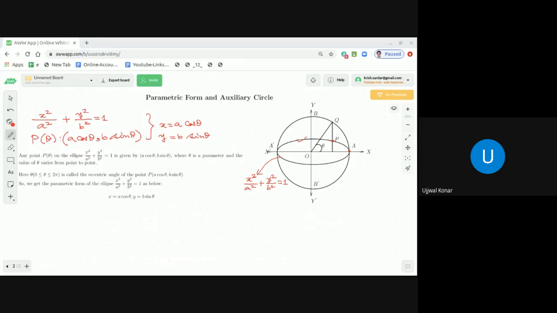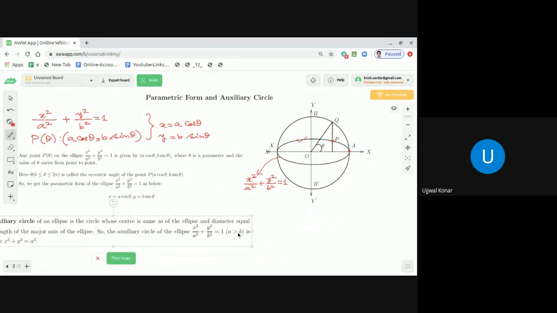If you look into this equation, x square by a square plus y square by b square equal to 1, that ellipse where a is greater than b, then the length of the major axis is 2a. So the equation of the corresponding auxiliary circle becomes x square plus y square equal to a square. Got it, dear students?